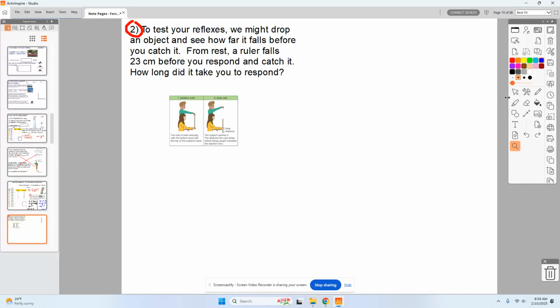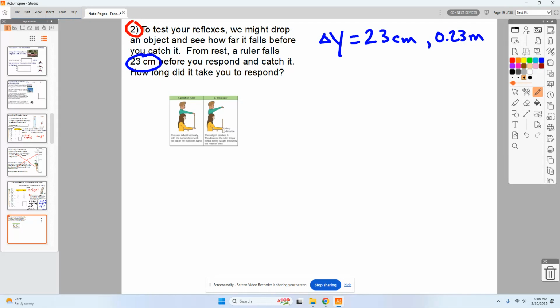To test your reflexes, we might drop a ruler and see how far it falls. I would make a list here again of the things that are given. If it falls 23 centimeters, that's my delta y. Delta y of 23 centimeters means it's changed its vertical position, our y value, by 23 centimeters during that time. I could just as well write that as 0.23 meters.